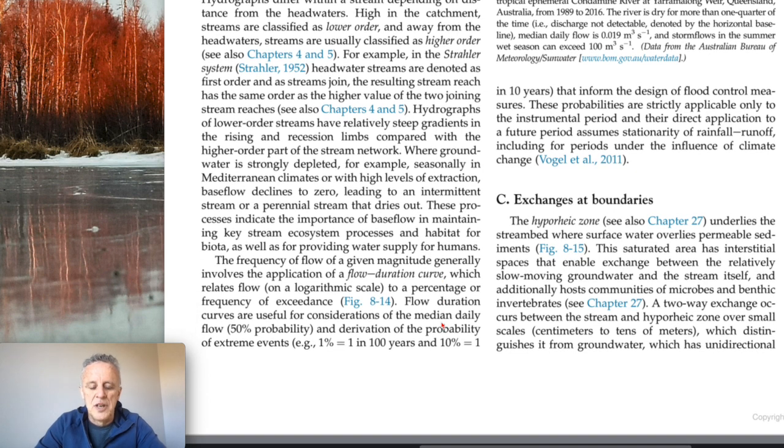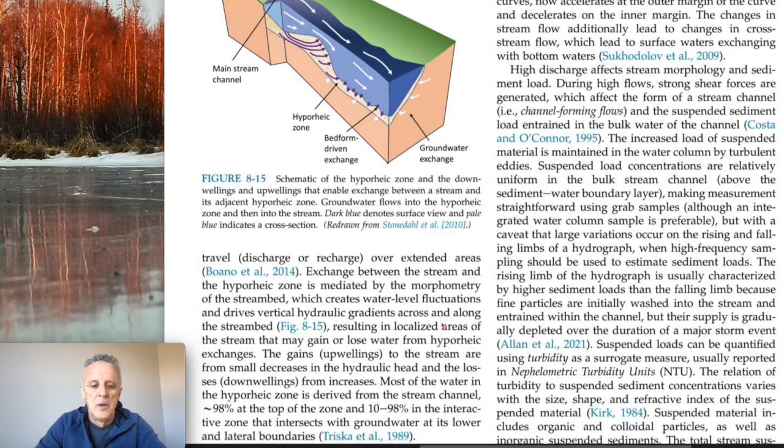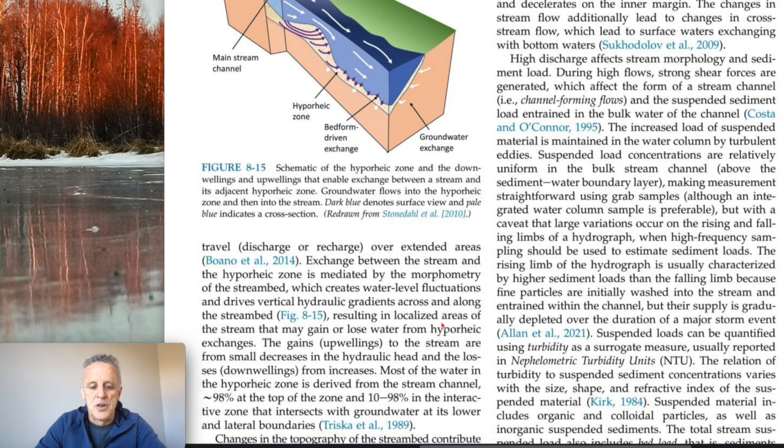A two-way exchange occurs between the stream and hyporheic zone over small scales, centimeters to tens of meters, which distinguishes it from groundwater, which has unidirectional travel, discharge or recharge over extended areas.